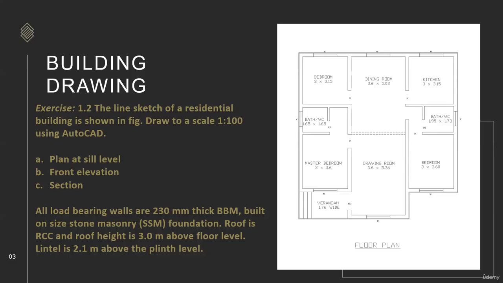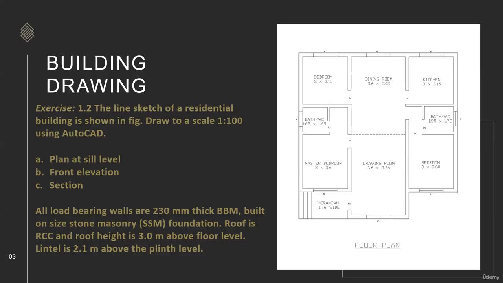I just read the question. The line sketch of a residential building is shown in the figure. Draw to a scale of 1:100 using AutoCAD. So what do we need to draw here? First one is plan at sill level. B, that is front elevation and the sections. Whichever section they have not shown in the plan, that section we will take.